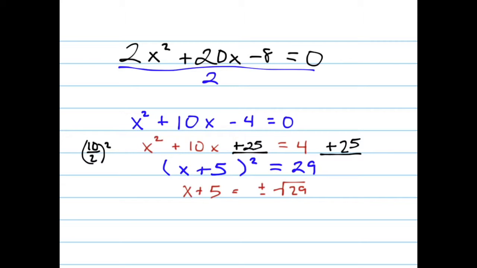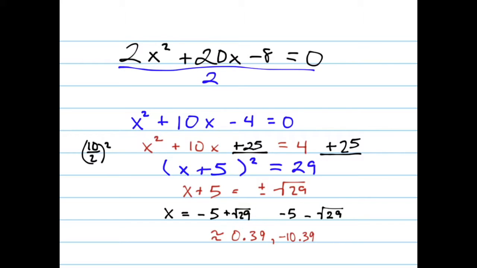How do we get x by itself? You just subtract 5 from both sides. Subtract 5 from both sides. Gives us negative 5 plus radical 29, and negative 5 minus radical 29. What does that give us for our approximate answers, rounded to 2 decimal places? 0.39 and negative 10.39. Make sense? So far, so good?